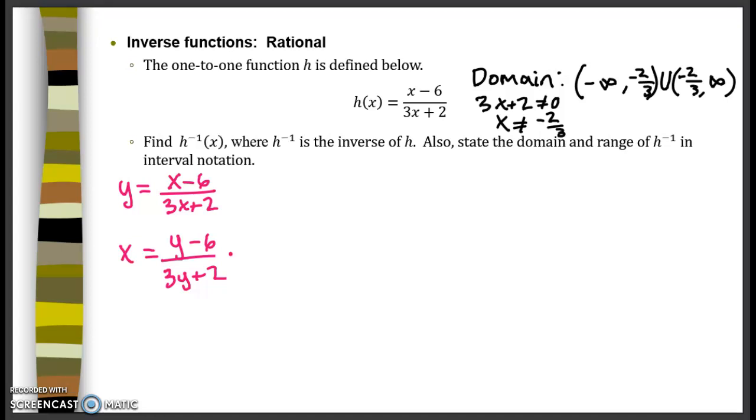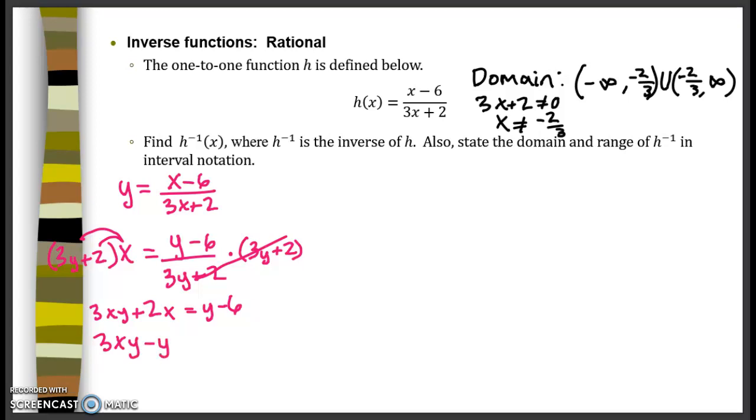So what am I solving for? I'm solving for y. Let's get rid of the denominator because I don't want to deal with fractions. So multiply both sides by the denominator, 3y plus 2. That's going to go to 1. So after I distribute this x through, I'm going to get 3xy plus 2x equals y minus 6. Now let's get everything that has a y over to one side and everything else onto the other side. So 3xy, let's subtract y from both sides, and then subtract 2x from both sides. So negative 6 minus 2x on the right.